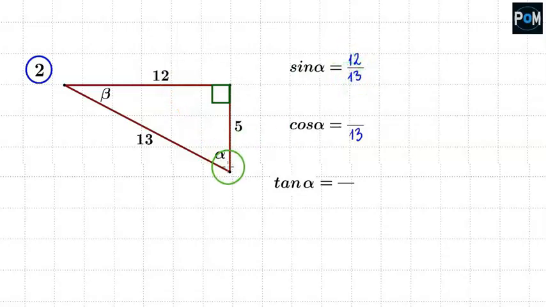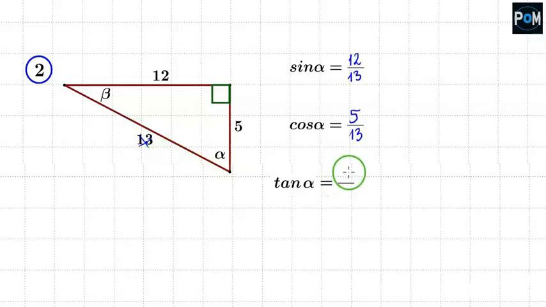And the cosine of this angle, we start from angle alpha, and as if we were cutting with a scythe, it bends towards 5. So cosine equals 5 over 13. In tangent, we can't put 13. The hypotenuse is not considered here.